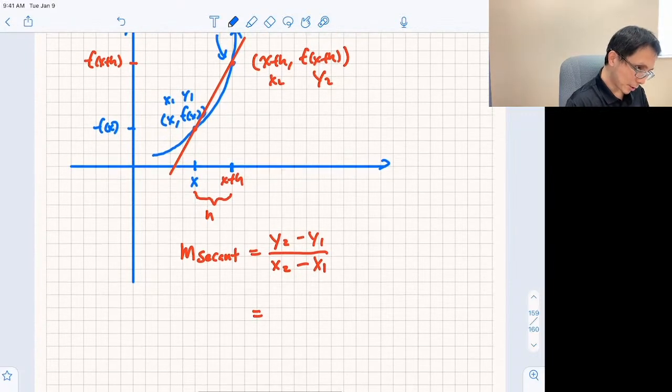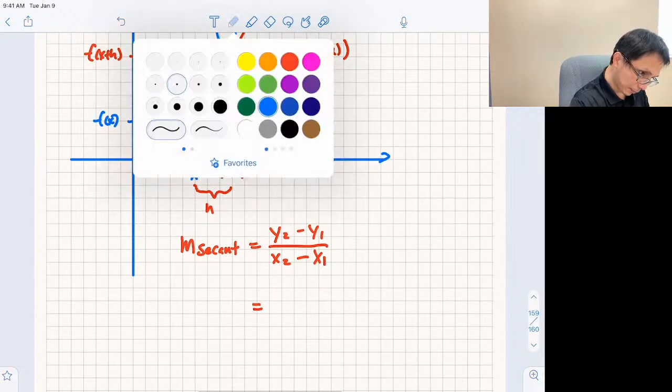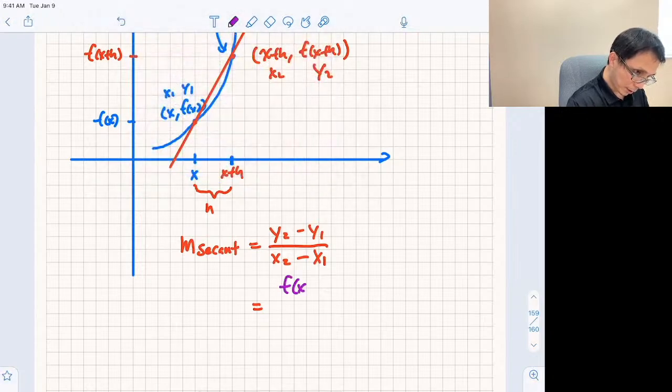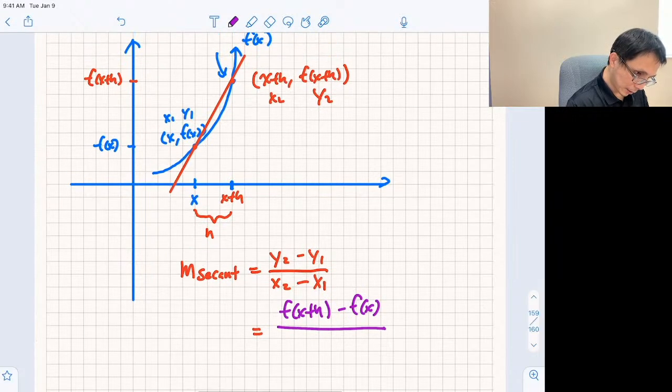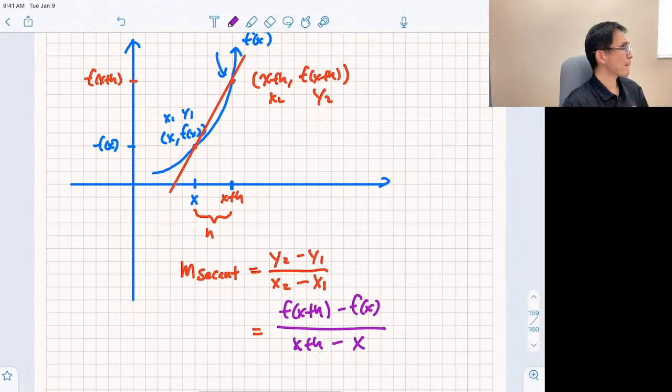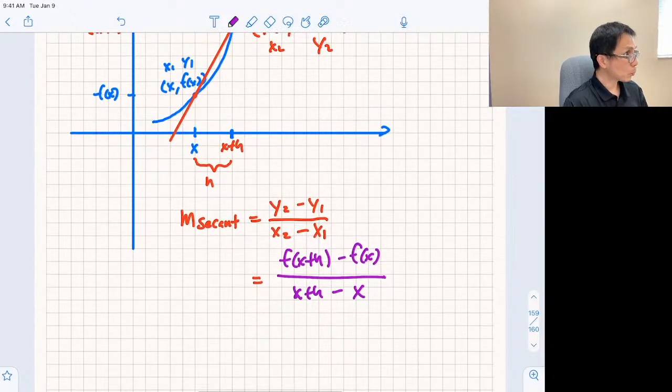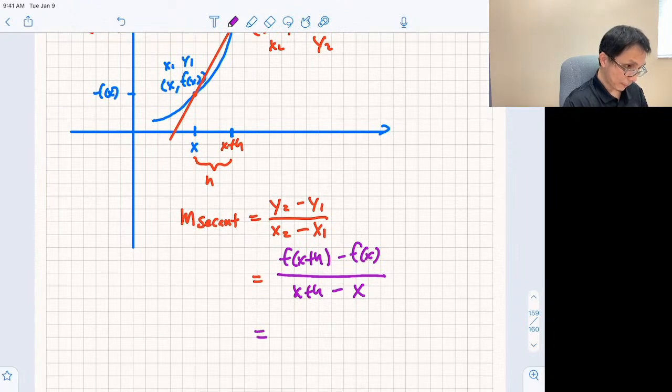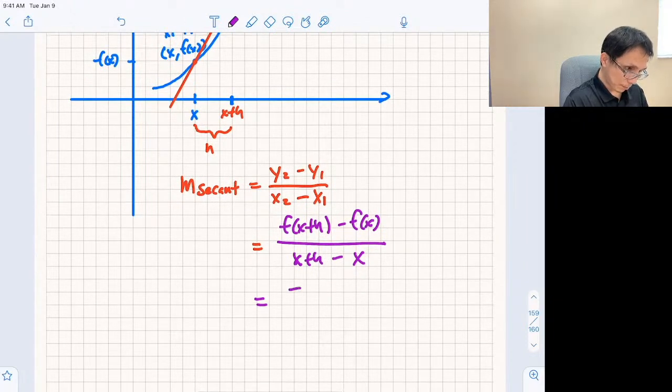So with that, I can use that as a point. So it'll be f of x plus h minus f of x over x plus h minus x. Does that make sense? Anything I can simplify here? Yeah, x minus x. So it'll be f of x plus h minus f of x over h.